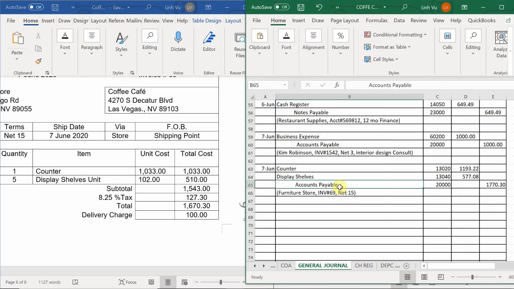So my question is, why do we have to split this account since it's coming from the same invoice number? Because later on, we're going to have to depreciate each one. You can't depreciate counter and display shelves as the same item. So that's why we have to split those two furniture accounts, because we will be depreciating each and every single one of them.